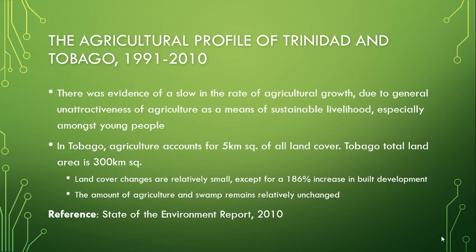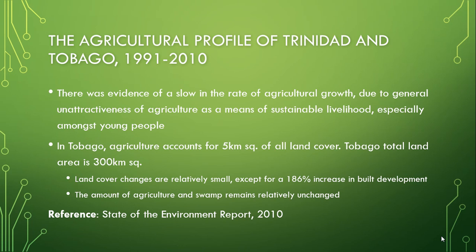There was evidence of a slow in the rate of agricultural growth that we're talking about nationally now, and this is due to general unattractiveness of agriculture as a means of sustainable livelihood, especially amongst the young people. So we find there's a lack of interest in getting involved in agricultural activities amongst the young people. In Tobago, agriculture accounts for 5 square kilometers of all the land cover in Tobago. Tobago has a total land area of 300 square kilometers. So the agricultural activities is relatively small.